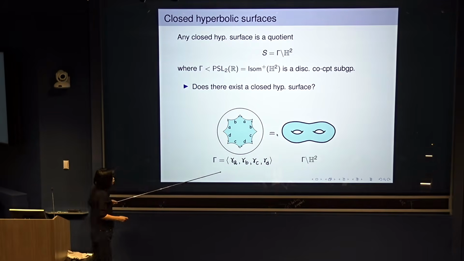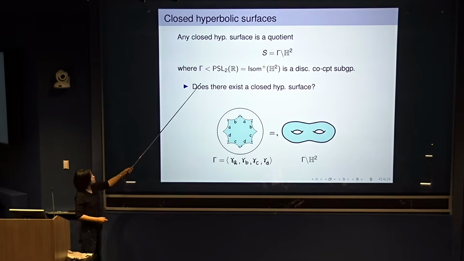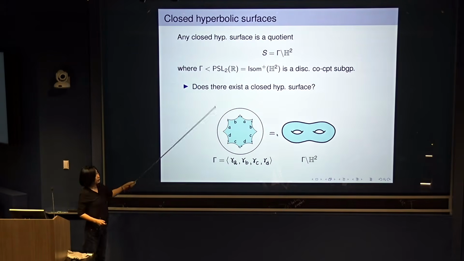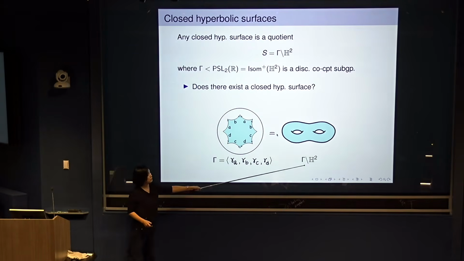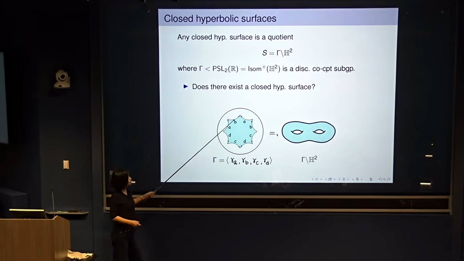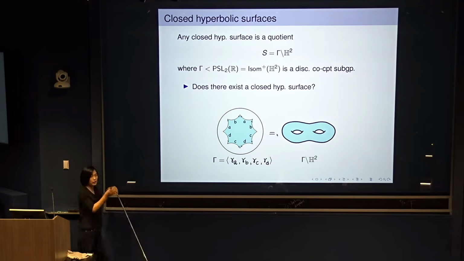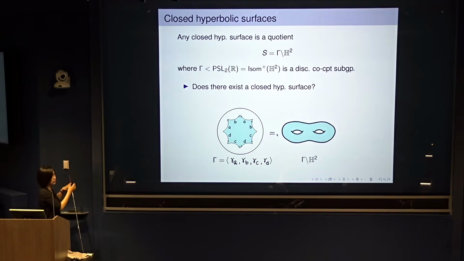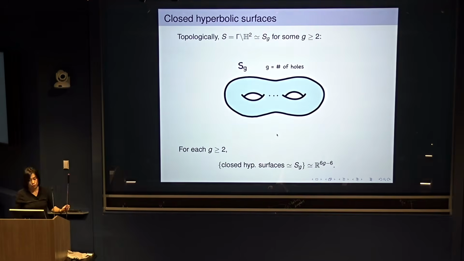Okay? So the group generated by these 4 side pairing transformations, it is a discrete co-compact subgroup of PSL2R. And then the quotient H2 by gamma is exactly what we obtain by gluing these sides according to the labels. And then we get this hyperbolic surface, which looks like a donut with 2 holes. Okay? So topologically, any closed hyperbolic surface is always a donut with at least 2 holes.